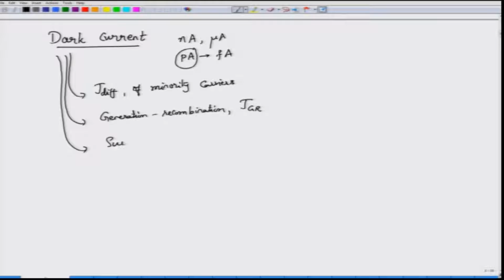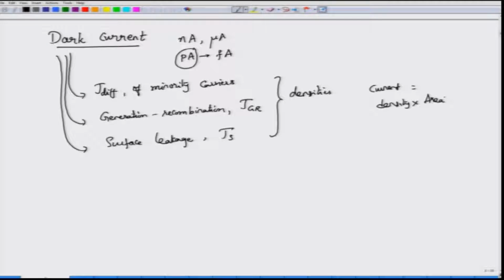Finally, the surface is not very nice because it creates avenues for which electrons can be generated, resulting in a surface leakage current. So, this would be the surface current component of the dark current. Please note that these are all densities, which means that if you want to find out the current, current is given by density times the area of the photodiode.